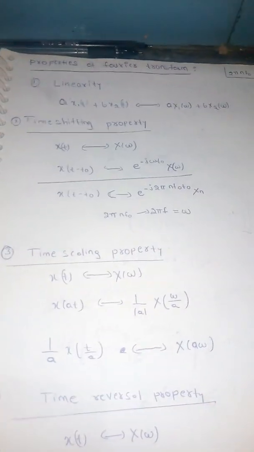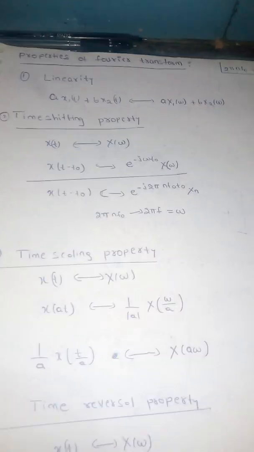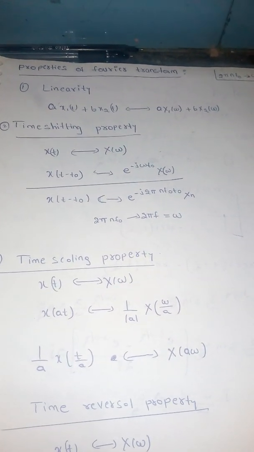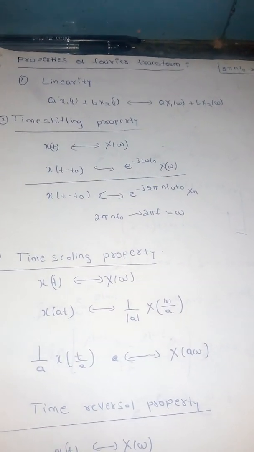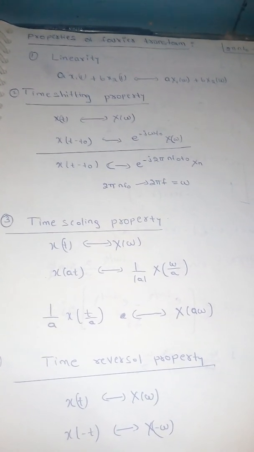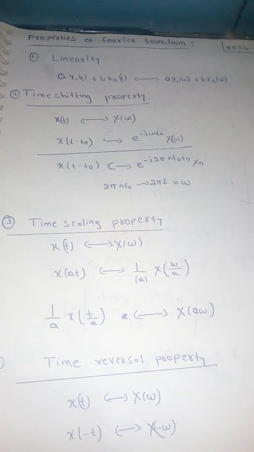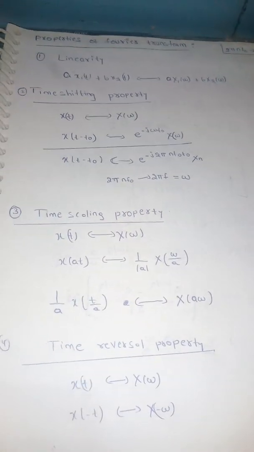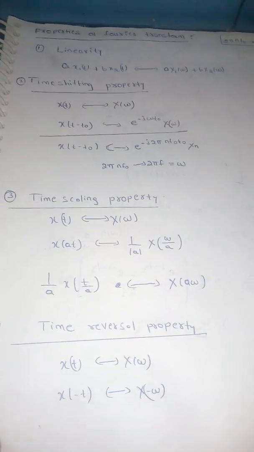These are some properties. Linearity property is common in all. Time shifting property: x of t minus t naught equals e power minus j omega t naught x of omega. Time scaling property: x of at equals 1 by a x of omega by a. This is time scaling in the frequency domain: x of a omega equals 1 by a x of t by a. Time reversal: x of minus t equals x of minus omega.